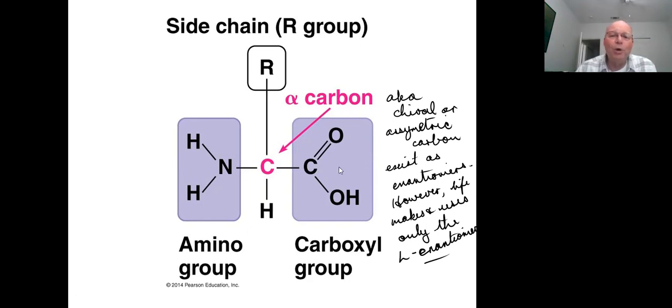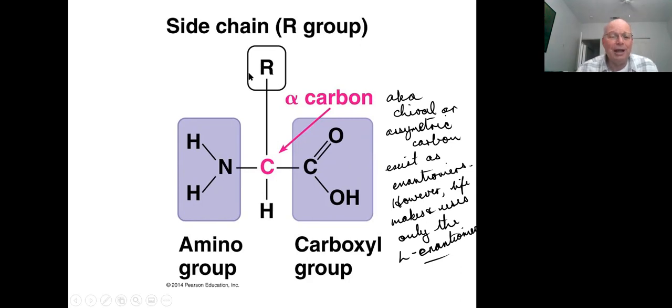The reason why they can exist as enantiomers, however, is because we've got this central carbon with 4 different potential things to be attached to it. So we have the amino group and the carboxyl group, hence the name amino acid. We have a hydrogen. And these are the common elements of all amino acids. What differentiates each amino acid is what's attached here as the R group, sometimes referred to as the variable or side group.